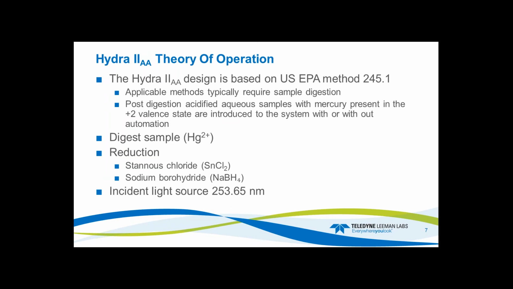The Hydra AA is based on 245.1. Applicable methods typically require digestion unless you're reading just a pure standard. Post-digestion, acidified samples with mercury present in the +2 valence state are introduced to the system with or without automation. The digested sample is then reduced by stannous chloride. Alternately, you can use sodium borohydride. Sometimes in Europe they still use this methodology. And the light source is at wavelength 253.65.